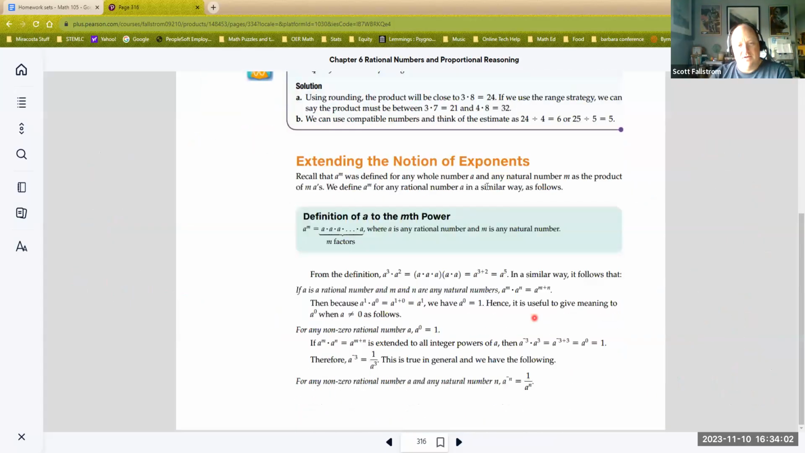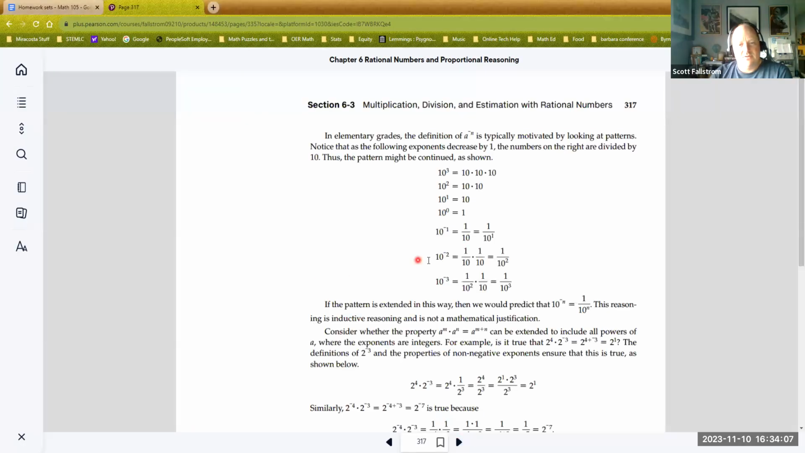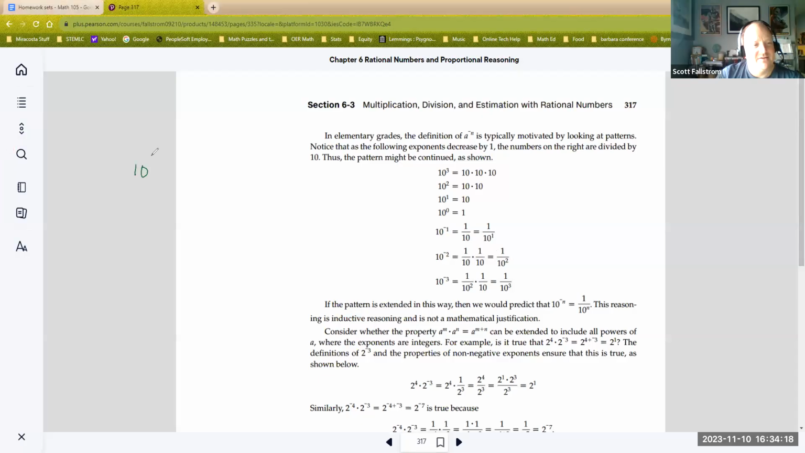And let's see here, extending the notation of exponents. Nothing wrong with exponents. Exponents can be used with positive or negative. And a negative exponent simply means you are, think of it, dividing. So if you had 10 squared, you can think of that as multiplying by 10 2 times, which gives you 100. But if you think of 10 to the minus 2, then instead of multiplying, think of dividing by 10 2 times. And so you end up with 1 over 100.